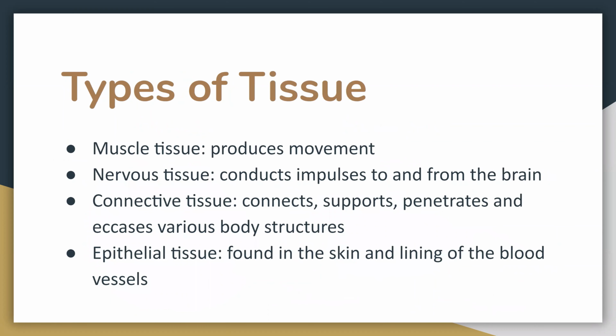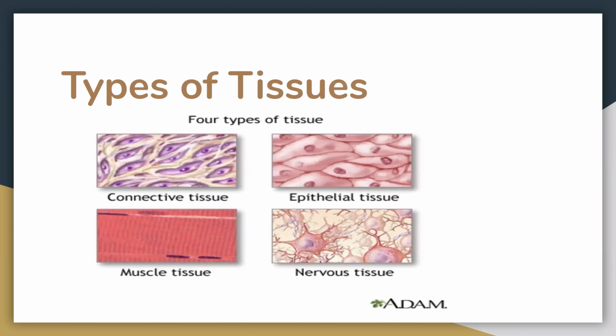So let's talk about the types of tissue. So there's muscle tissue, which produces movement, nervous tissue, which conducts impulses to and from the brain, connective tissue, which connects, supports, penetrates, and encases various body structures. And you have epithelial tissue, which is found in the skin and lining of the blood vessels. So again, here are the four types. You have connective, top left hand side. Underneath that, you have muscle tissue. Top right, you have epithelial tissue. And then on the bottom, you have the nervous tissue.